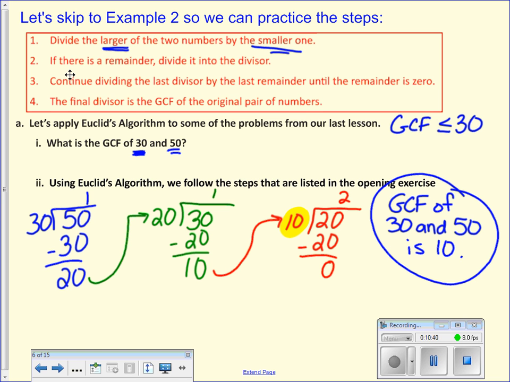So who has a question on where the 10 came from, the 2, the 20, the 30, the 50? Why did you do that? Well, we need to do 3 division problems. Not every time. Sometimes we might need 1, we might need 2, we might need 4. Let's do some more to practice.